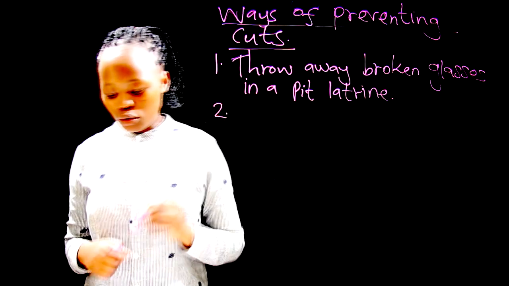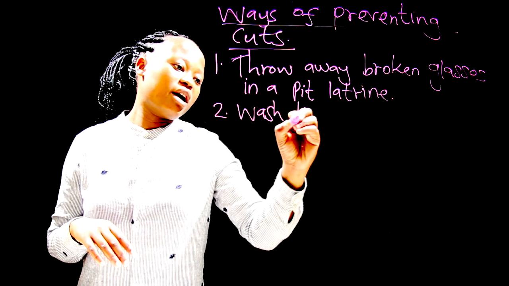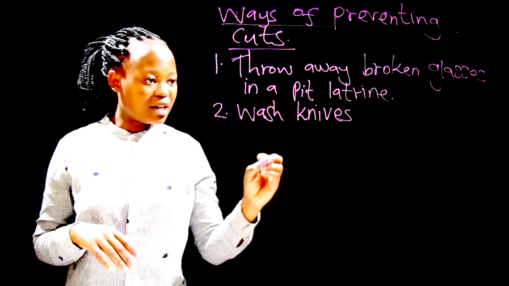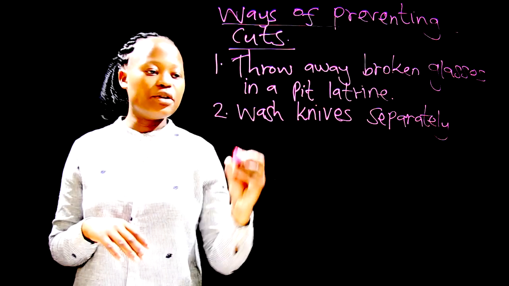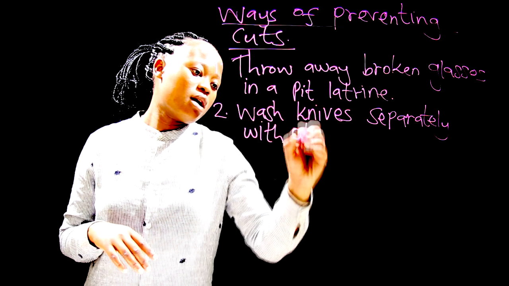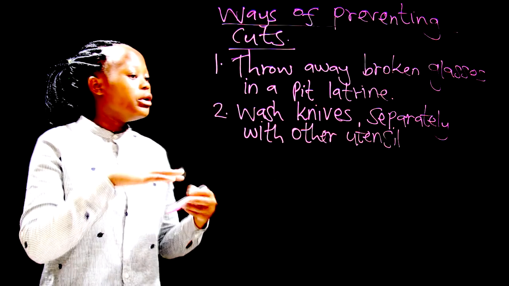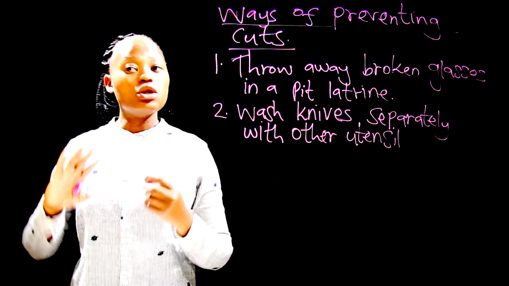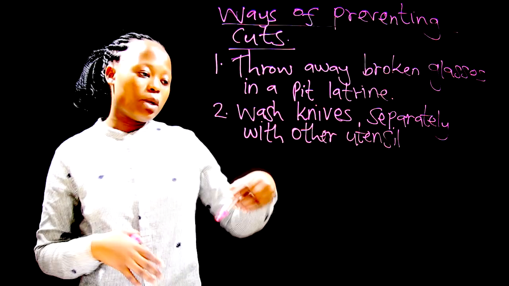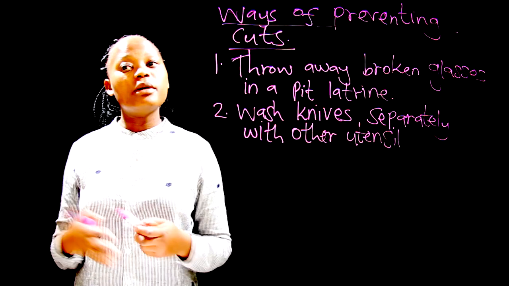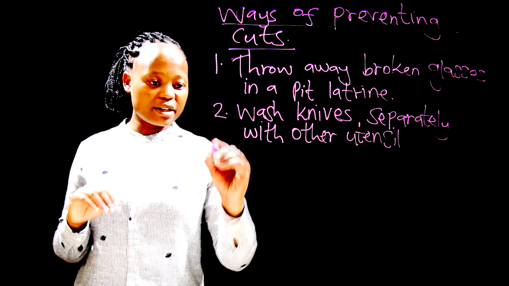Then number two, wash knives separately from other utensils. So when you are cleaning the dishes, you make sure that you wash the knives separately, because when you mix the knives with the other utensils, you will probably dip your hand inside and the knife will cut you. So you wash the knives separately.